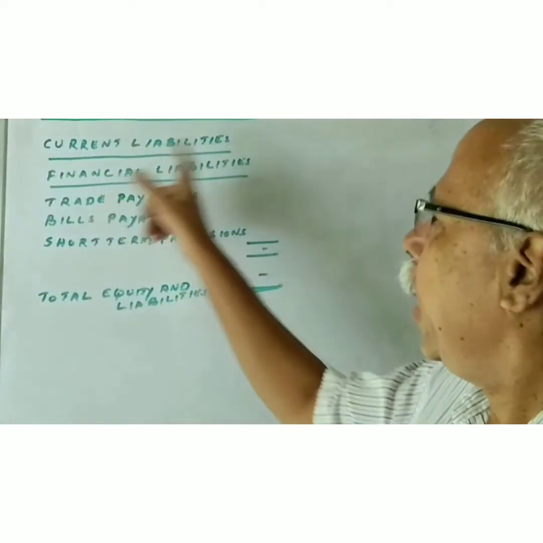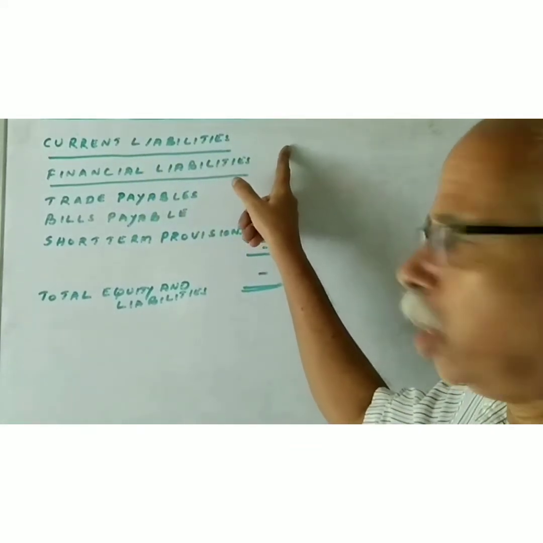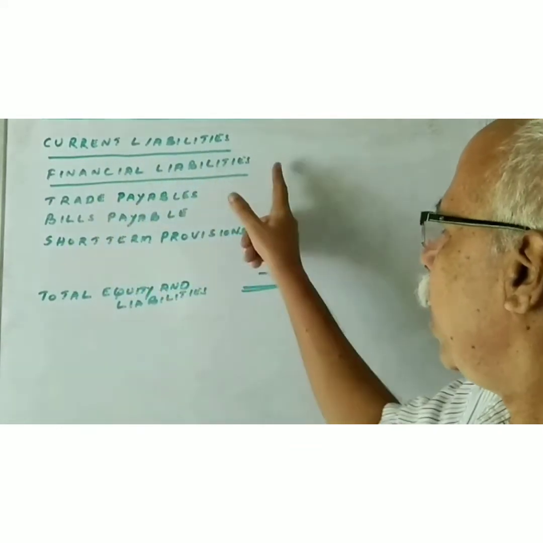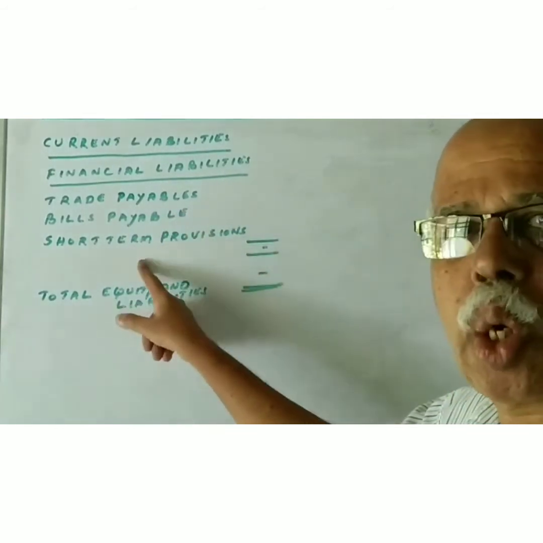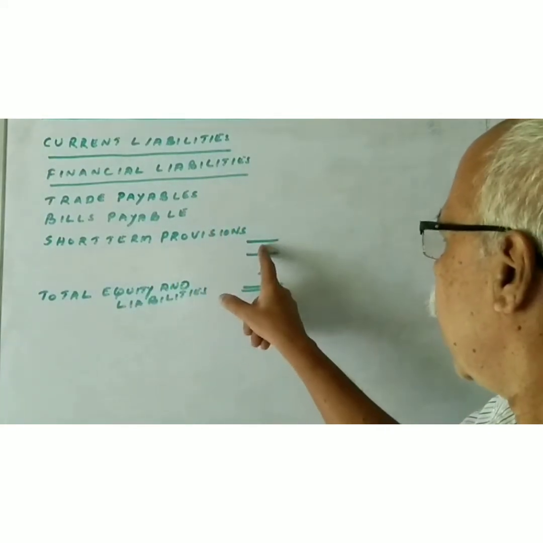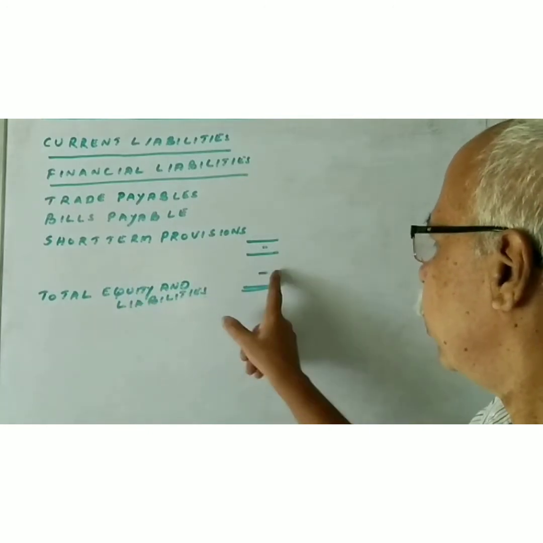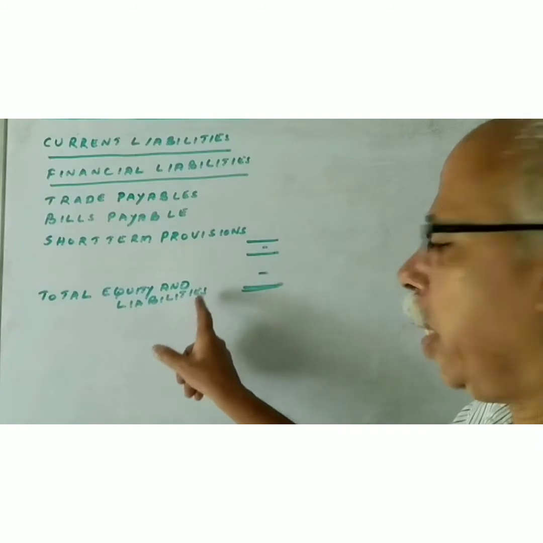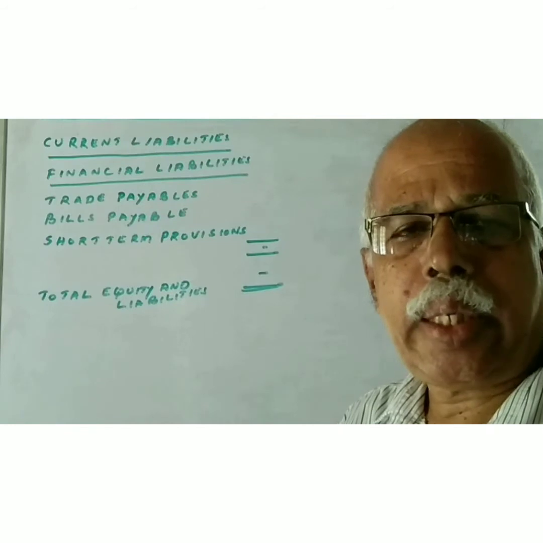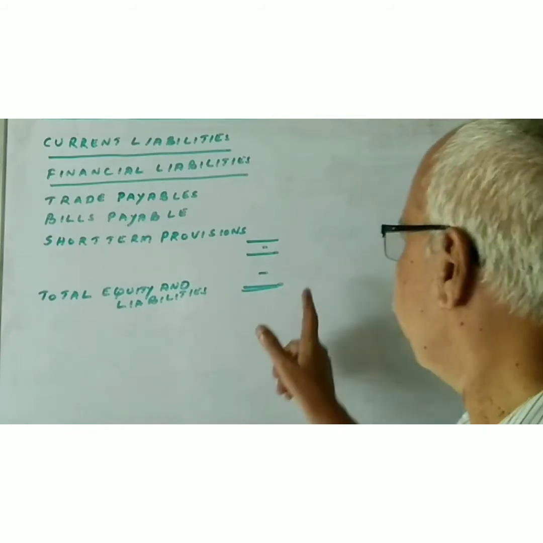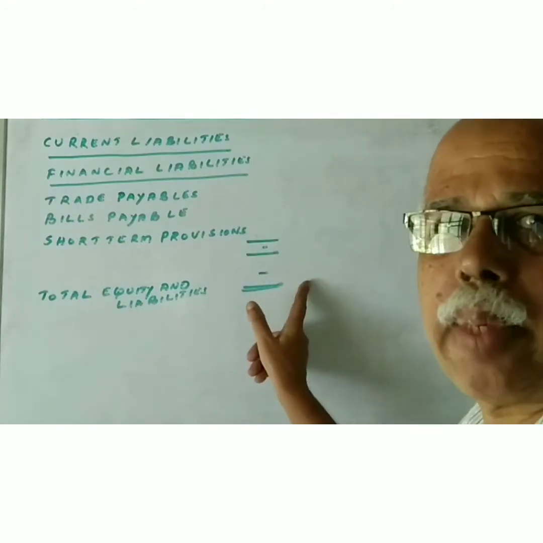Now the last item in the balance sheet, current liabilities. Under current liabilities come financial liabilities, trade payables, bills payable, short-term provisions. Total of current liabilities. Then total equity and liabilities. Total equity and liabilities are shareholders' funds plus non-current liabilities plus current liabilities. The total assets should be equal to total equity and liabilities.